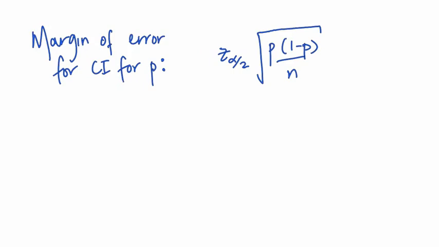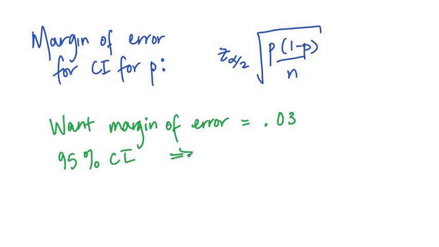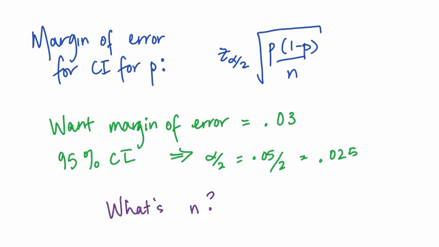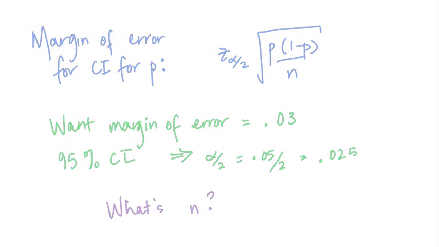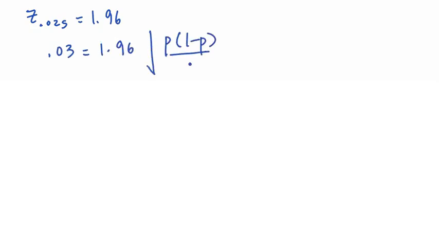Suppose we know that we want our margin of error to be 3% for a 95% confidence interval, and we want to see how many people we need to poll. Since we want a 95% confidence interval, as we saw in the previous video, our normal quantile is 1.96. So we let the margin of error be 0.03 and take our formula and solve for n.